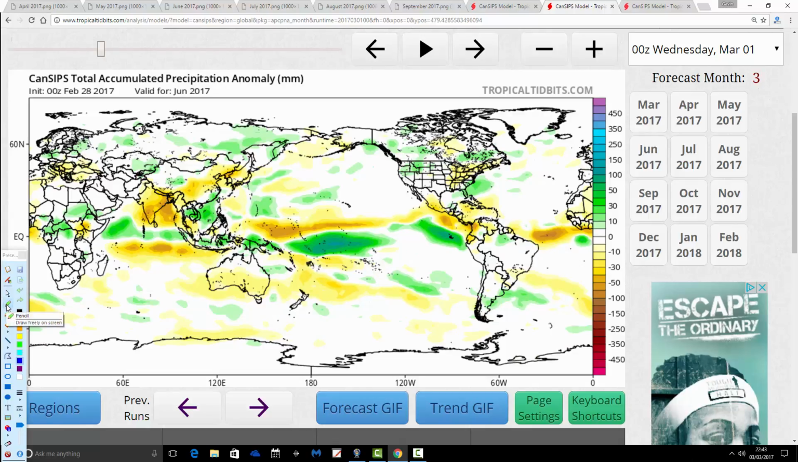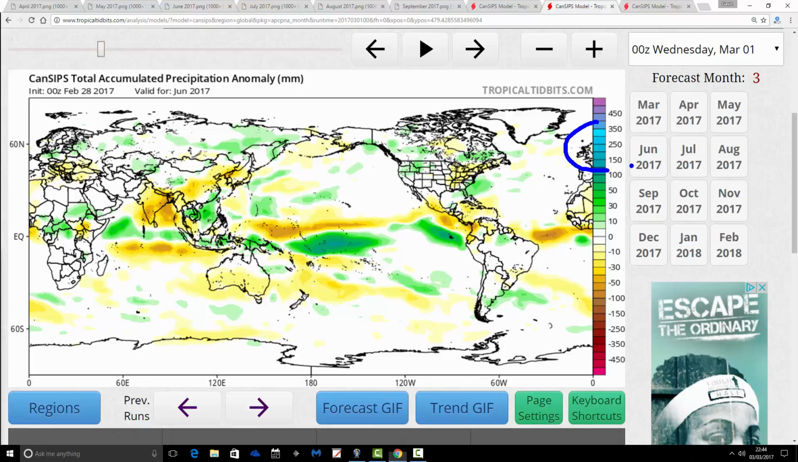Now we go through to June. I thought June looked like a more unsettled month, but we're still coming out more or less with average precipitation, and possibly we're even hinting at being ever so slightly on the drier than average side in June.